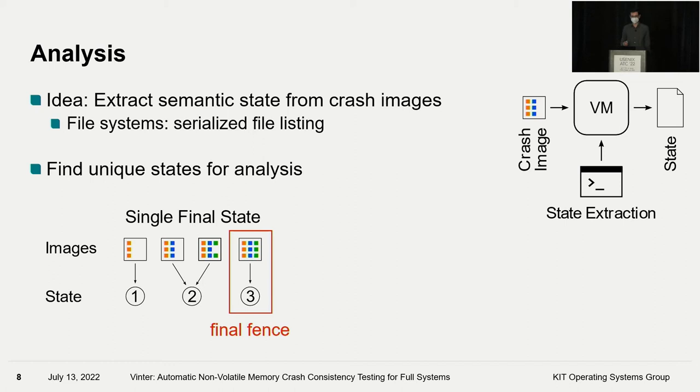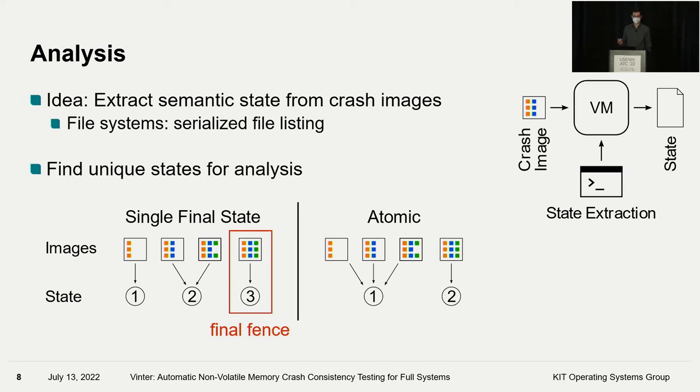Because otherwise, there would still be some unpersisted data left in the caches, which is obviously a bug. We can also automatically test for atomicity by looking at the number of unique states that are generated. And if there are only two possible states from any number of crash images that are generated, then we can say that the operation is atomic.